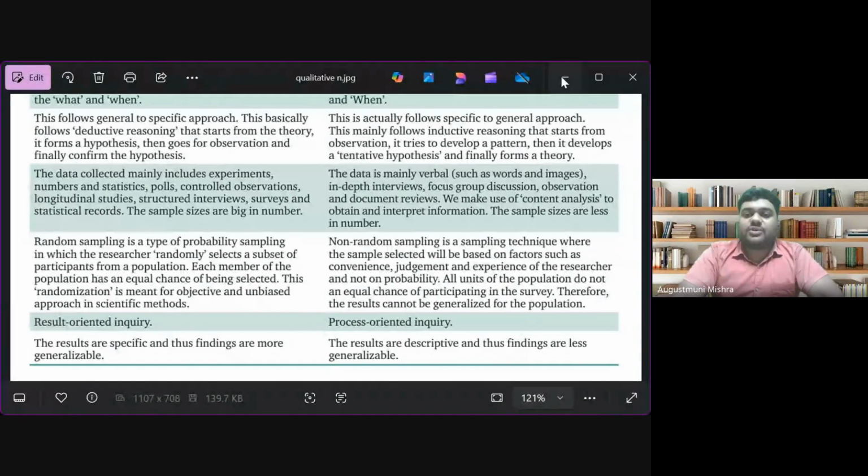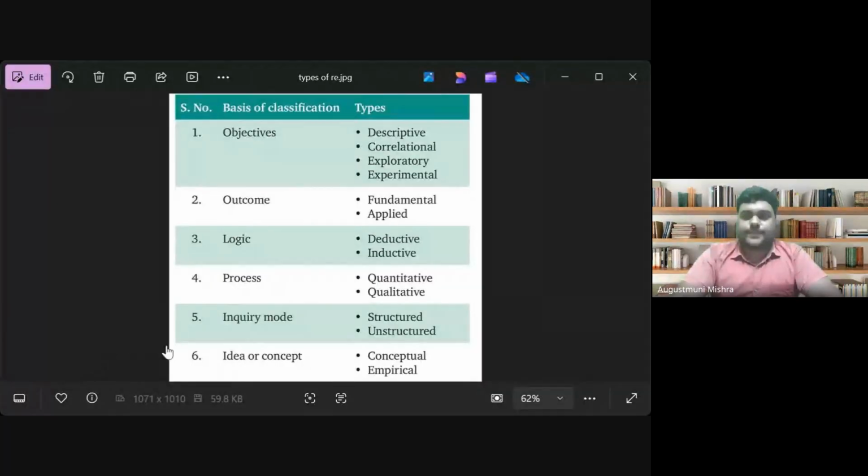Now I will come back to another types of research, because this was one of the biggest parts of the research aptitude. That's why it is taking more time, because understanding each and every type is very important. Now, another is structured and unstructured research, and at the end, conceptual and empirical research. They are the other types.